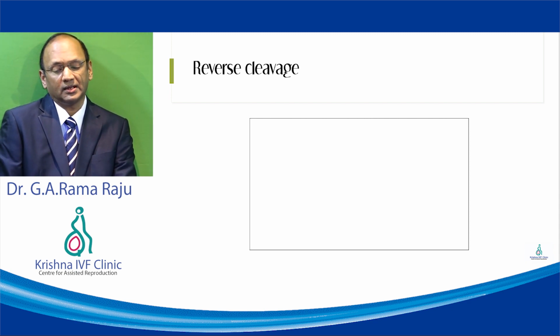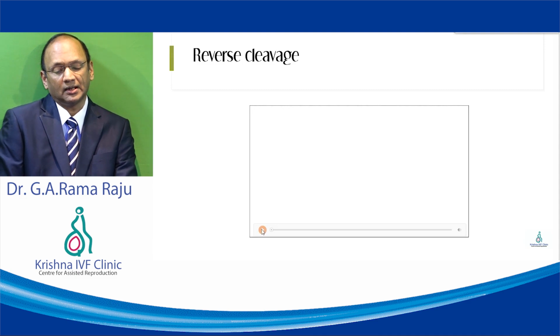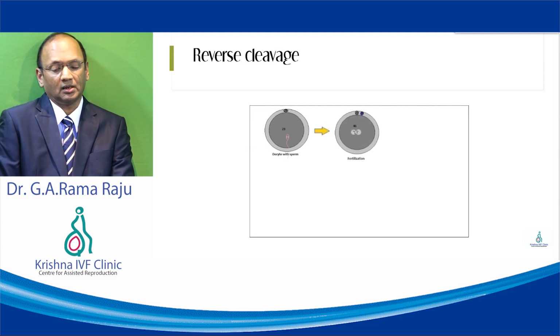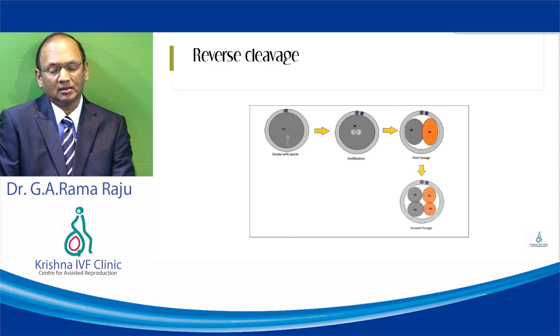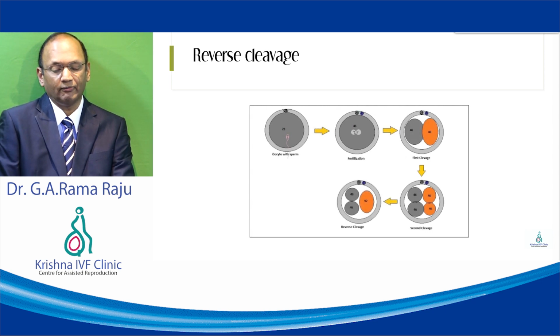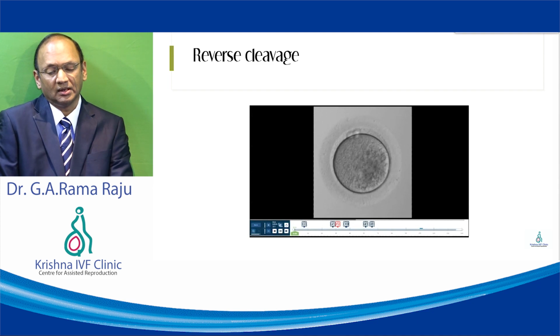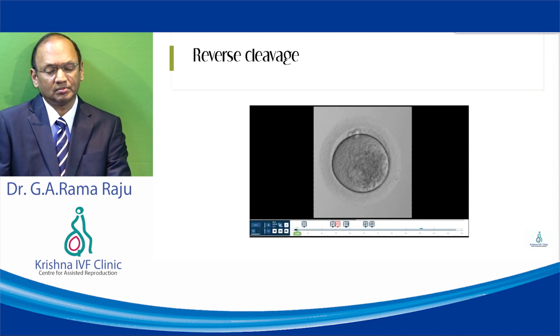And there is one more thing called reverse cleavage. That means a cell goes into the next cell division and then comes back to the previous cell division. Here you are seeing the 2PN. Here these two have fused together, and the other cells went on ahead with the division. This is the same video of that graphics.